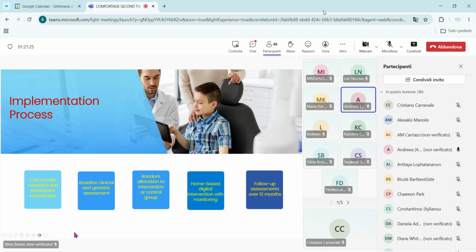This is followed by a comprehensive baseline clinical and geriatric assessment. Participants are then randomly allocated to either the intervention or control group. Those in the intervention group enter the 12-month home-based digital program with continuous monitoring, and both groups undergo follow-up assessment at month 6 and month 12. So we'll have both within comparison and between group comparison within our pilot. Next slide, please.